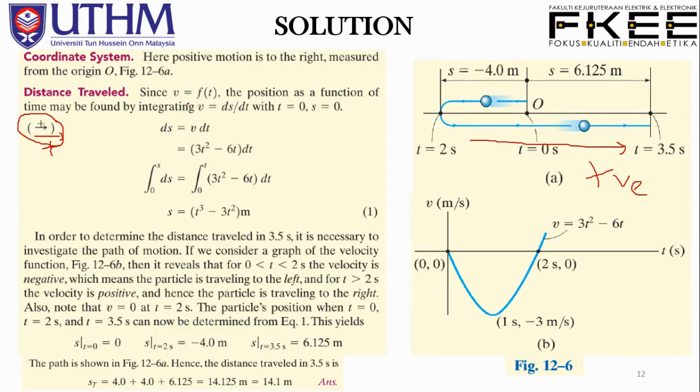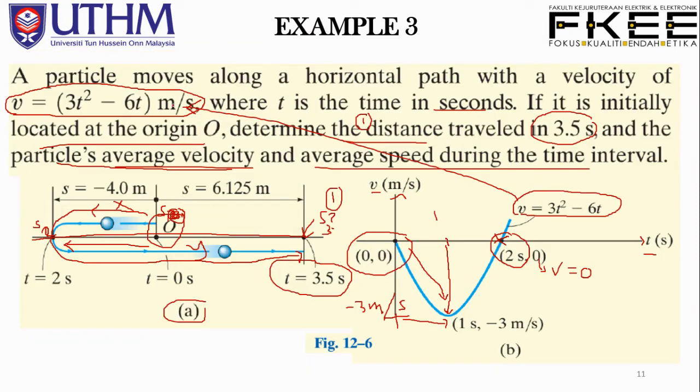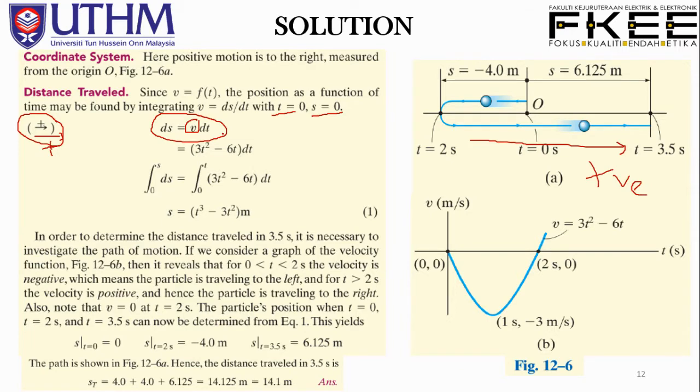Okay, since v is a function of time, the position as a function of time may be found by integrating v equal to ds over dt with time equal to 0 and s equal to 0. So this is what I mentioned earlier, the relationship between v, s and t. And then again, you take the value of v. This v is coming from the equation 3t squared minus 6t. So you substitute into this v, and this gives you the following equation.